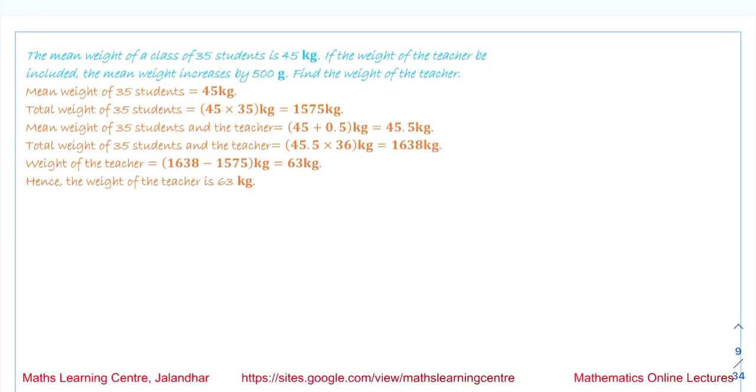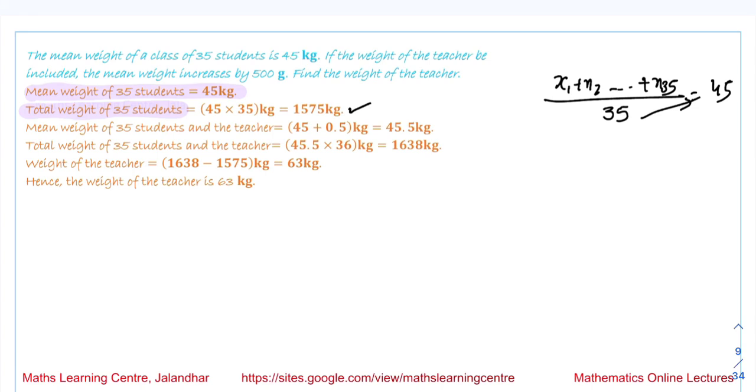Next is the mean weight of a class of 35 students is 45 kg. So we directly try to solve this question. The mean weight of 35 students is 45 kg. So the total weight of 35 students will be, as we have seen earlier, x1 plus x2 and so on up to x35 over 35. This value is given to be 45 kg. So we multiply the equation by 35, and the sum of the weights of 35 students is 1575 kg.